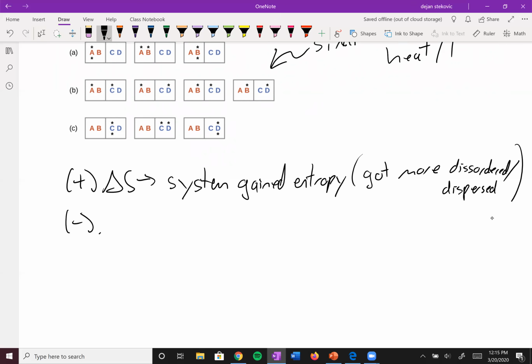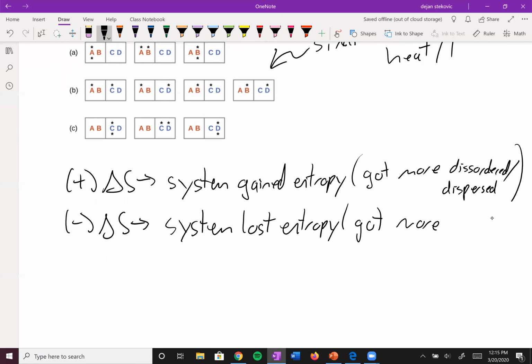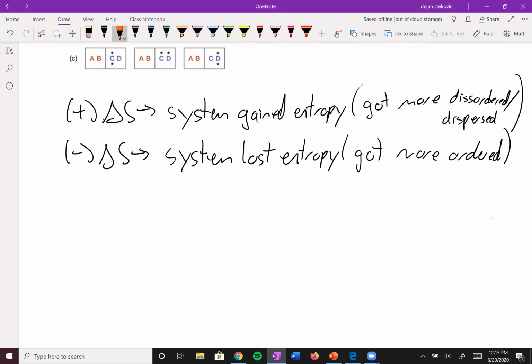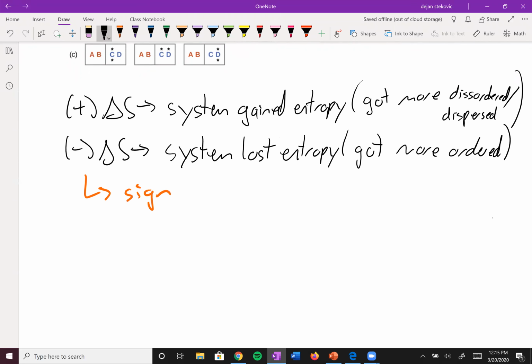Right, and then a negative delta S would be the system lost entropy, or it got more ordered. Right, things want to spread out. They want to become more disordered, right? So what we're looking at here is the sign of delta S.